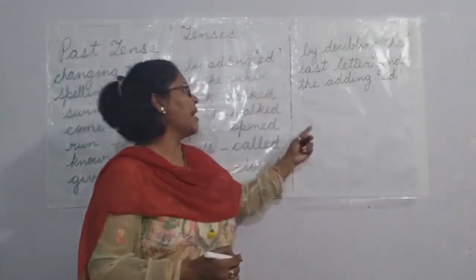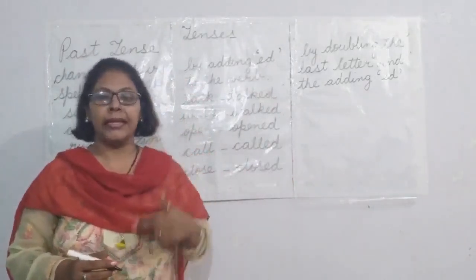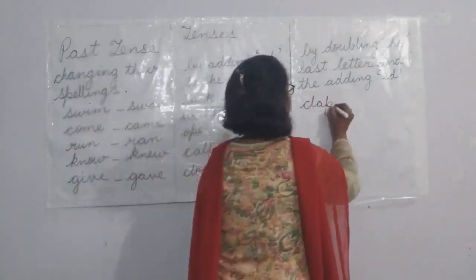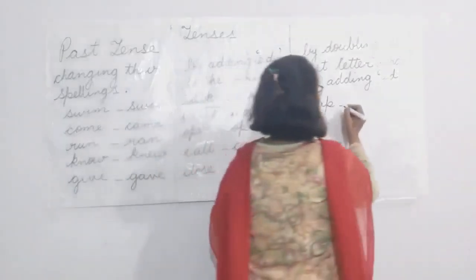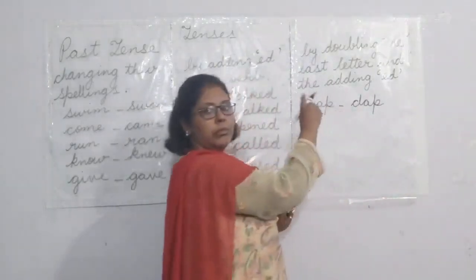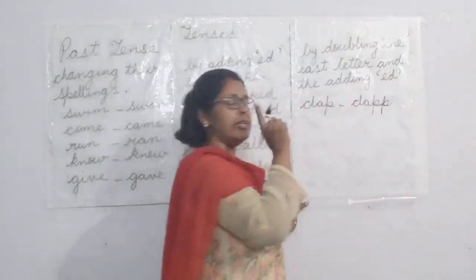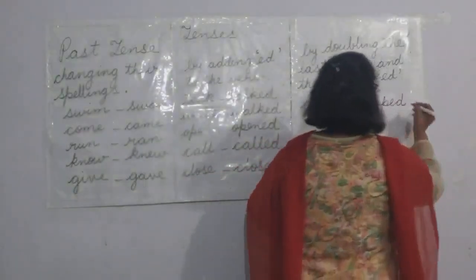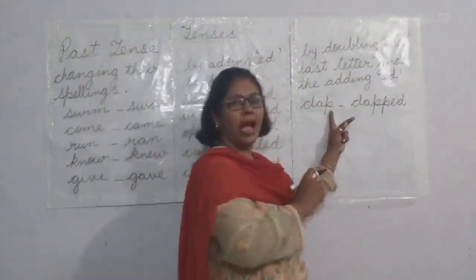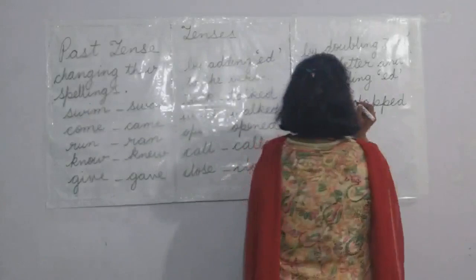Last letter and adding ed. Doubling the last letter and adding ed. Like we have here clap. Same spelling, we will write here C-L-A-P, clap. So this will become double. So one more P. After writing one more P, we have to write E-D. So clap, clapped. Okay. You can see this last letter here has become double. Okay. Same you have to repeat it.